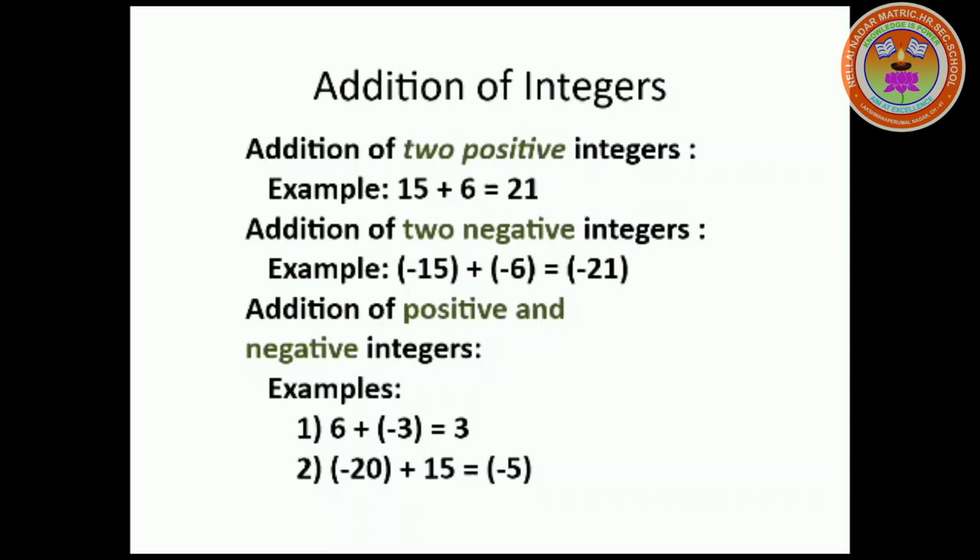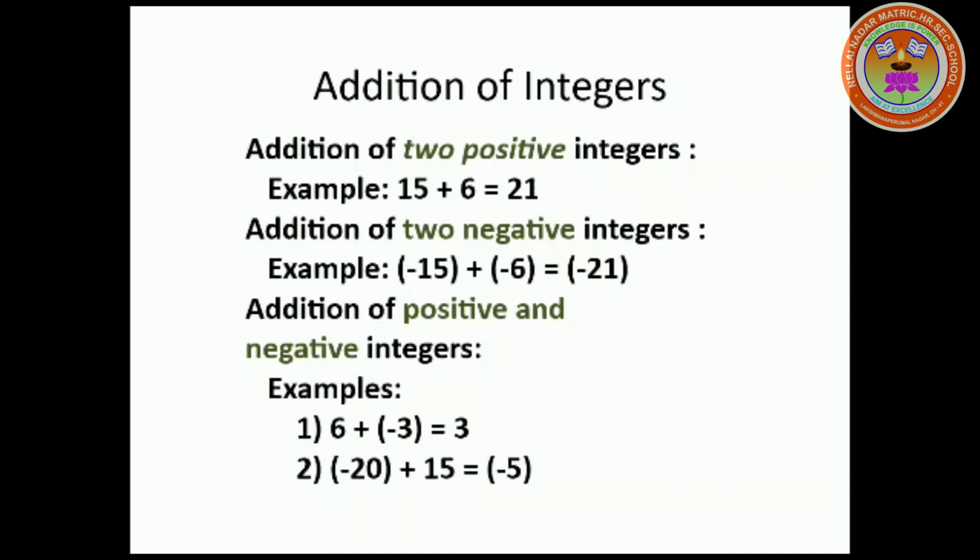Next, we are moving on to the addition of two negative integers. Example, -15 plus -6. Here both the numbers are negative. So what I have to do is add the numbers and put the negative symbol. When I add 15 and 6, the answer is 21, and a minus symbol is given for both the numbers. So I have to put the minus symbol. So the final answer is -21.